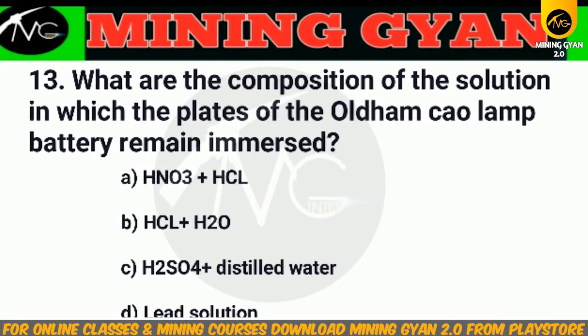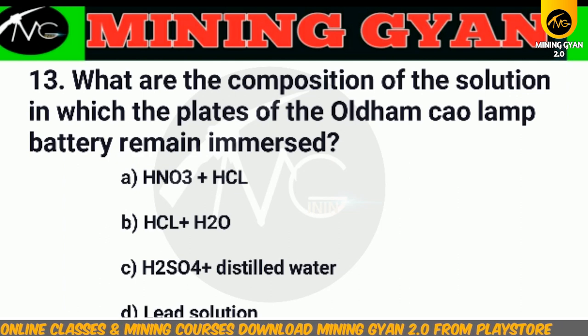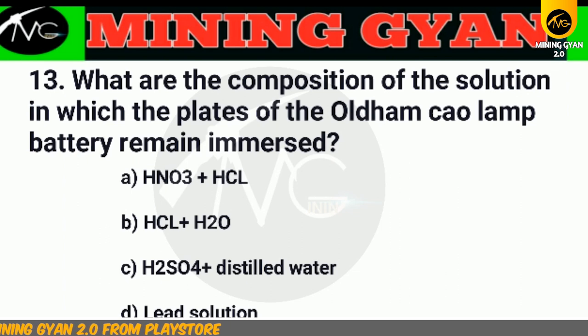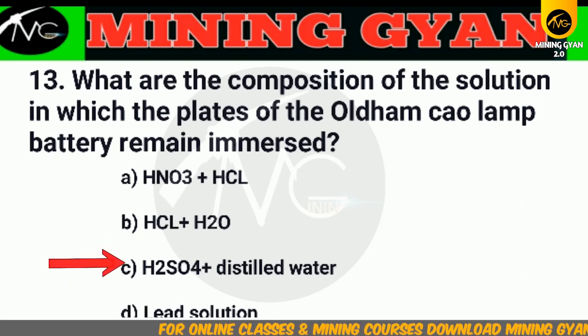Next question is, what is the composition of the solution in which the plates of the Oldham lamp battery remain immersed? A. Nitric acid and hydrochloric acid, B. Hydrochloric acid and water, C. Sulfuric acid and distilled water, D. Lead solution. Right answer is C. Sulfuric acid and distilled water.